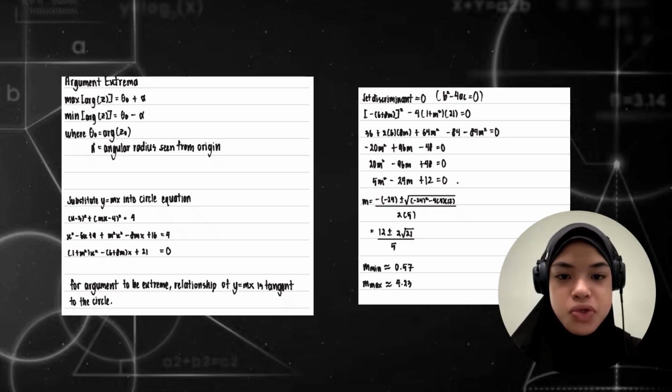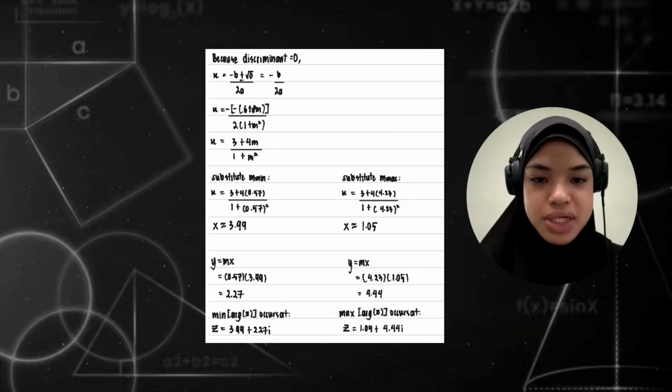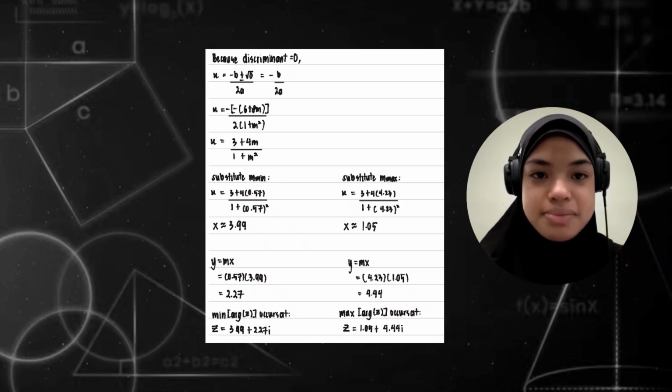We substitute y equals mx into the circle equation. We set the discriminant as 0, so the line intersects the circle at one point only, meaning it is tangent to the circle. Next, find the values of m minimum and maximum using the quadratic formula. Because our discriminant is equal to 0, our quadratic formula can be simplified to find the values of x and y for minimum and maximum argument Z.